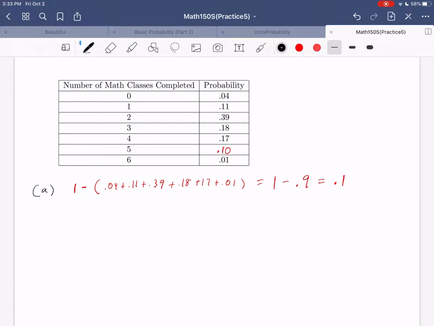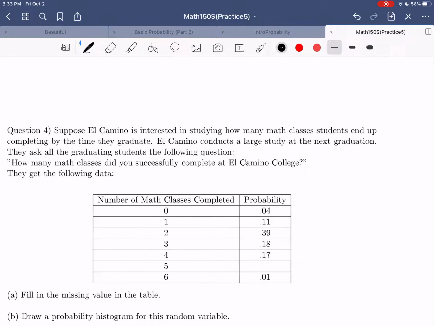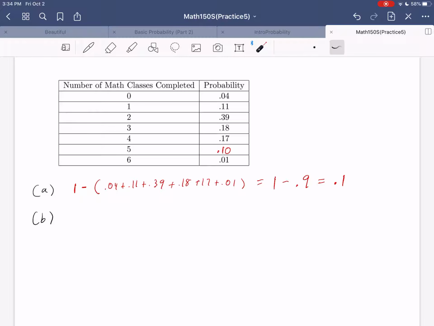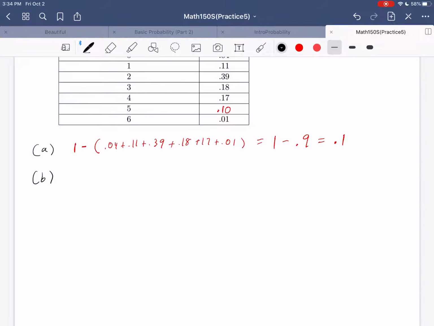All right, for B, I believe we wanted to put this into a probability histogram format. Remember, a probability histogram is very similar to a normal histogram. The probabilities take the place of the frequencies, which means that these will be on your vertical axis, and these will be on your horizontal axis. The only difference is that since these things are discrete rather than a whole interval, we label the middle of each bar with these values. So let's go ahead and draw this.